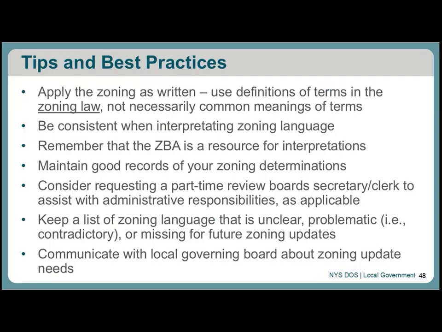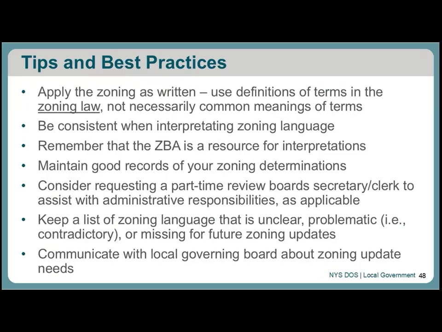And then just to wrap up, one slide here on tips and best practices. This is just a reiteration of some things. Apply zoning as written. Use definitions of terms in the zoning law, not necessarily common meanings of terms, unless, of course, there isn't a definition, and then you're going to have to use some form of common meanings. Be consistent when interpreting zoning language. Remember that the ZBA is a resource for interpretations. Maintain good records of all your zoning determinations and interpretations.